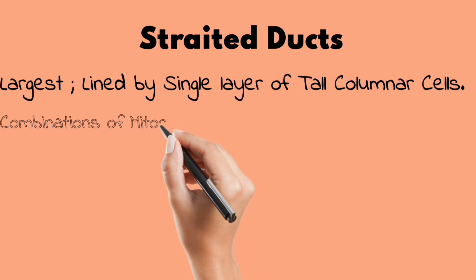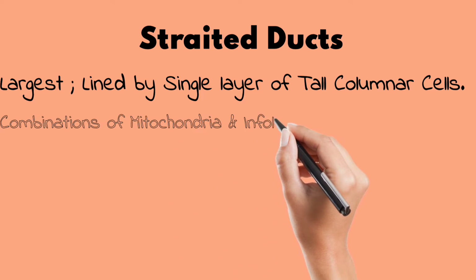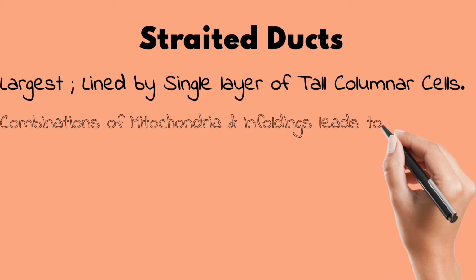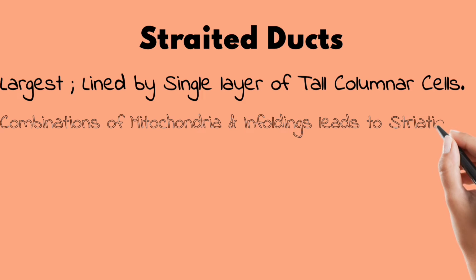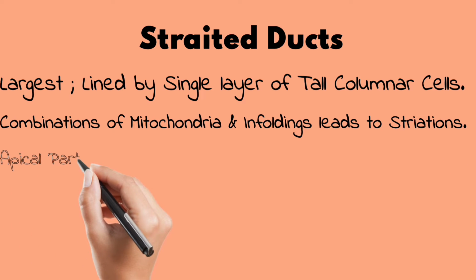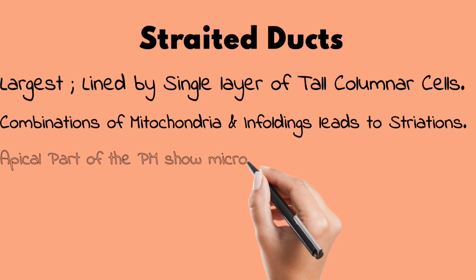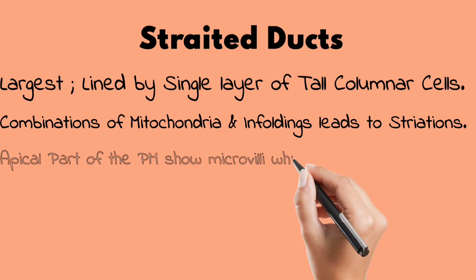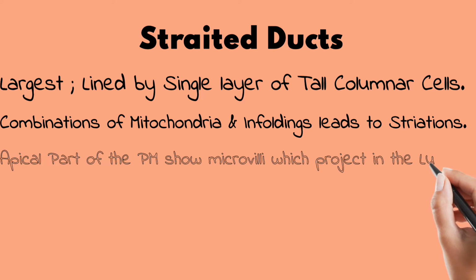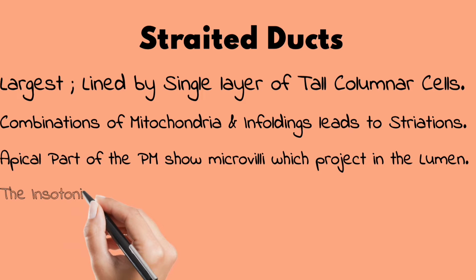Next, we will study that the striated duct has abundant large mitochondria, radially oriented and located in the portion of the cytoplasm between the membrane enfoldings. This combination of mitochondria and enfoldings gives the striations. So the striations of the striated duct are because of the membrane enfoldings and the mitochondria present there. Finally, the apical part of the plasma membrane shows microvilli which project into the lumen.